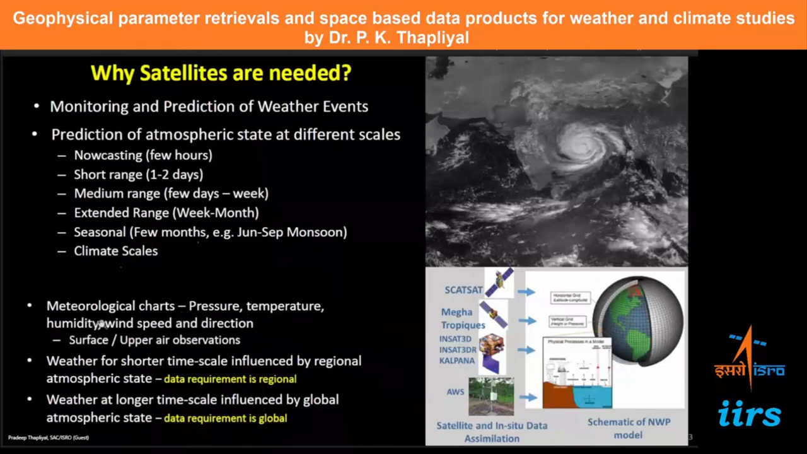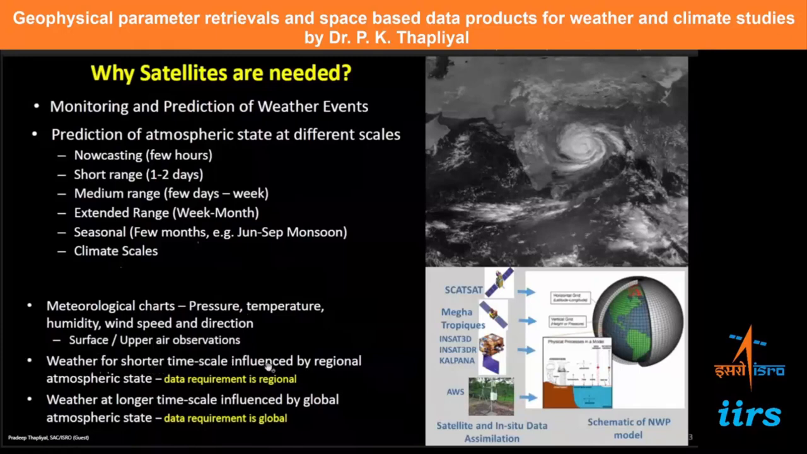These charts, these data come from surface observations as well as upper air observations, like radiosonde, where you can get temperature and humidity profile at different layers in the atmosphere. Now, weather for shorter time scale. Suppose you want to know how the weather will be during the next few hours over Dehradun or over Delhi.